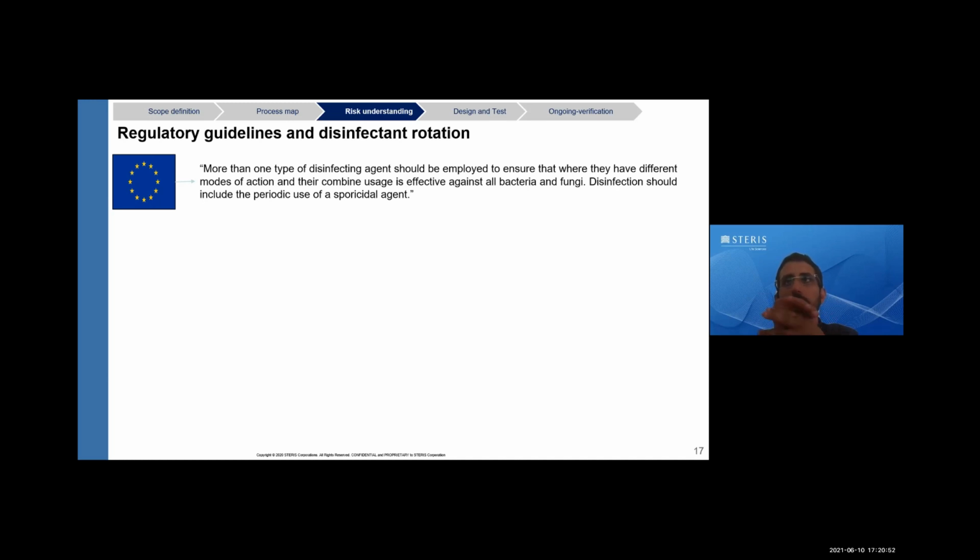If we look at the different guidelines, here is the one from Europe, the EMA. They say more than one type of disinfecting agent should be employed, with different modes of action, and combined they should be effective against all bacteria and fungi. Disinfection should include the periodic use of a sporicidal agent. Again, they use the term disinfecting agent and they have to be effective against all bacteria and fungi.